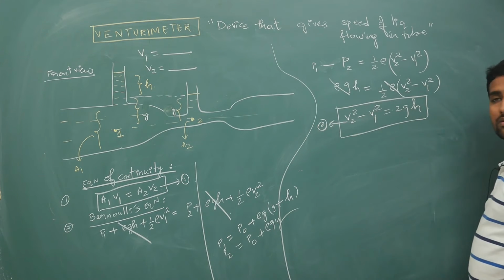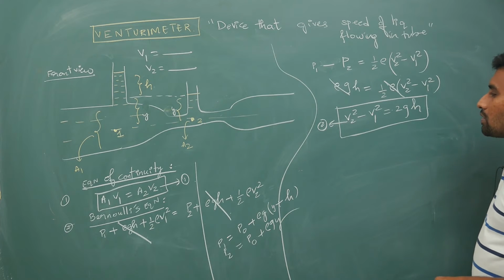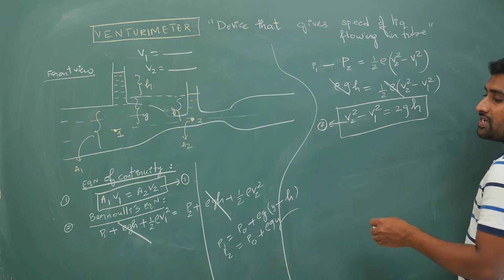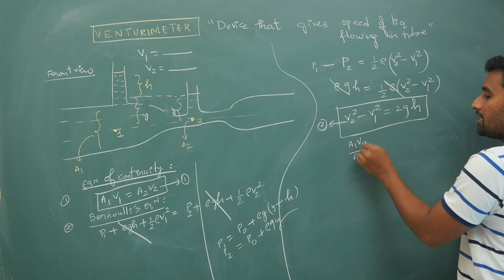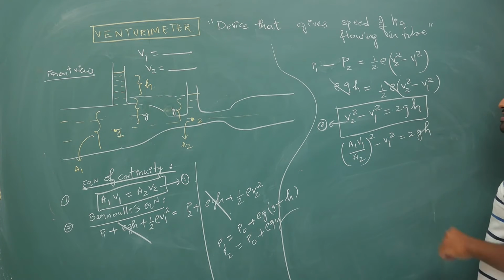Now we need to have V1 and V2 values. You have 2 equations and 2 unknowns. Obviously you will be able to solve it. So if you are trying to calculate V2, V2 is what? A1 V1 by A2 whole square minus V1 square is equal to 2gh.